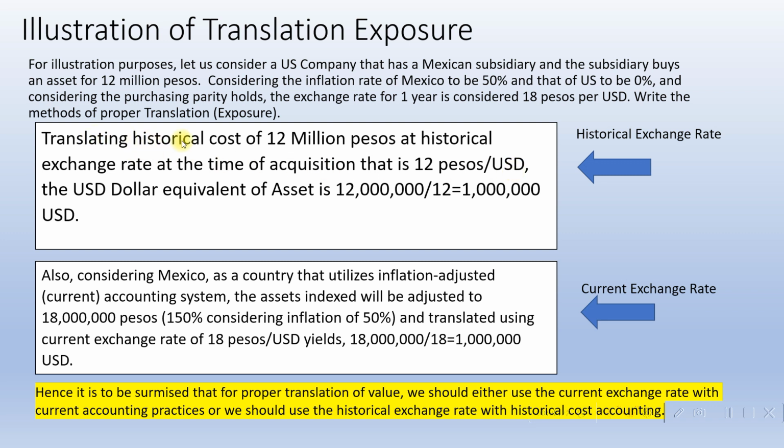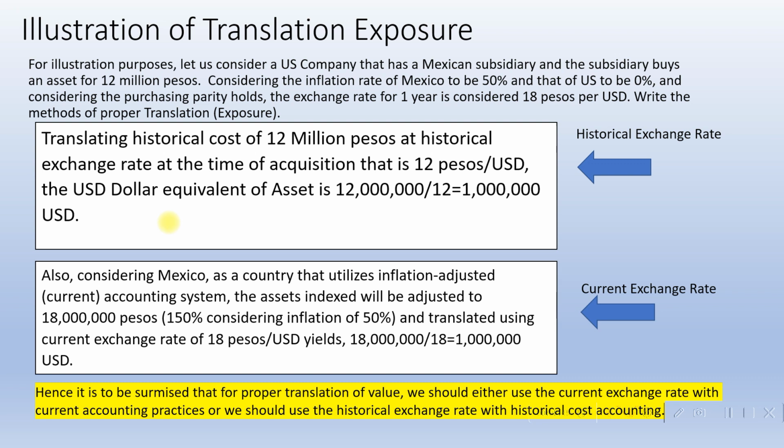So translating the historical cost of 12 million pesos at the historical exchange rate at the time of acquisition, that is 12 pesos per USD, the USD equivalent of the asset is valued at 12 million divided by 12, which is 1 million USD. That is the historical exchange rate.